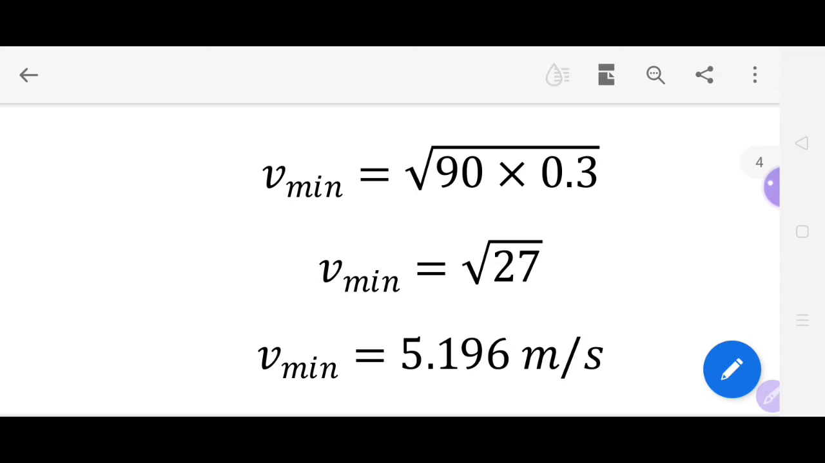But in our problem, it is given that we have to calculate this with 10% margin. Now, as we are asking about v minimum, therefore we have to calculate the allowed v minimum. The allowed v minimum will be 10% more than this value. This is the real minimum value, and 10% margin means we have to calculate the 10% upper value of this v minimum. Therefore, we have to add 10% of this value in it.